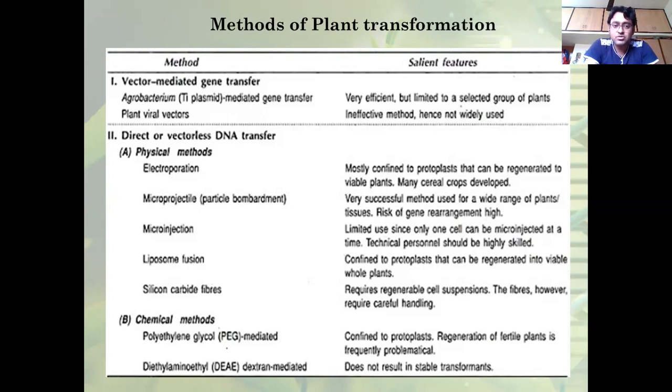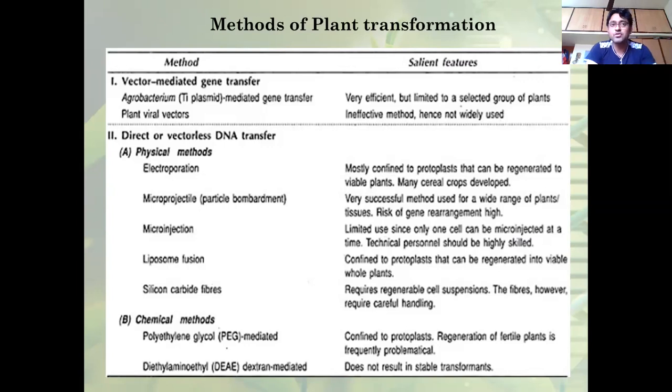Now, the next part is the direct or vector-less DNA transfer. That is by physical methods: electroporation, microprojectile, that is particle bombardment. I will highlight this part also, the particle bombardment mediated gene transfer. Then microinjection, where I can inject our gene of interest into a particular type of cell like a protoplast. Then liposome fusion, where we can fuse the protoplast with a particular type of liposome, that is a lipid membrane covered substance carrying our gene of interest.